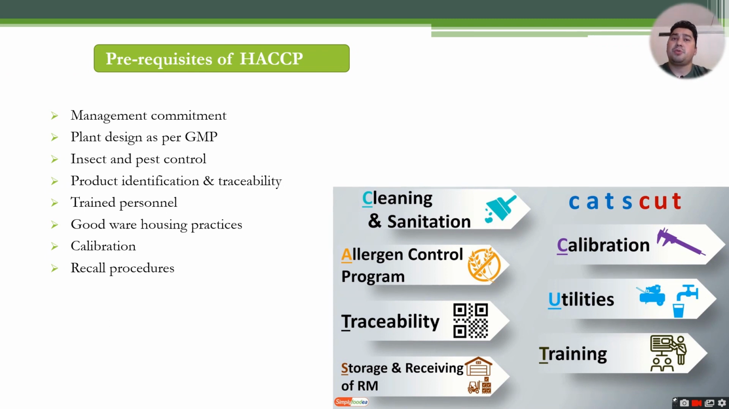There are some prerequisite programs like management commitment, plant design as well, good hygiene practice, good manufacturing practice, insect and pest control, product identification and traceability, trained personnel, calibration of the equipment that you are using for measurements and monitoring temperature, and recall procedures: how you are going to recall your food product if there is any problem. There is also training, and the utilities that you are using. So these are some prerequisites of HACCP.